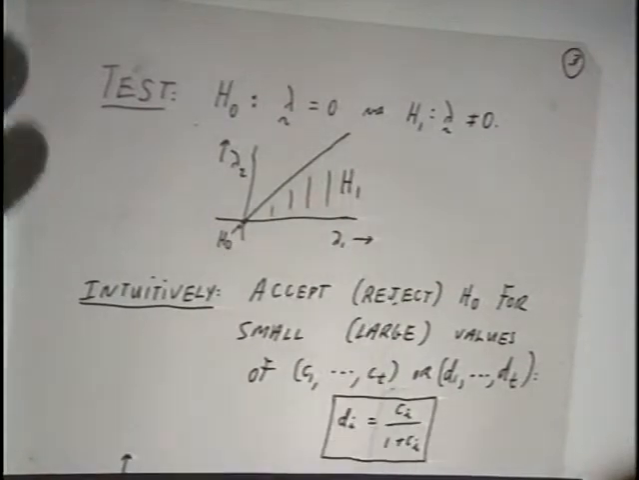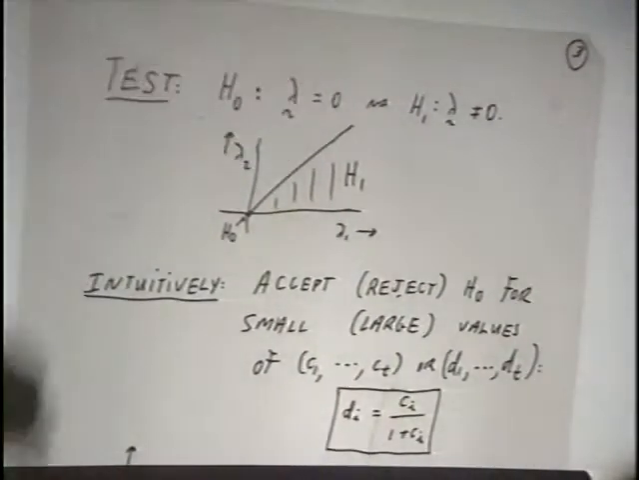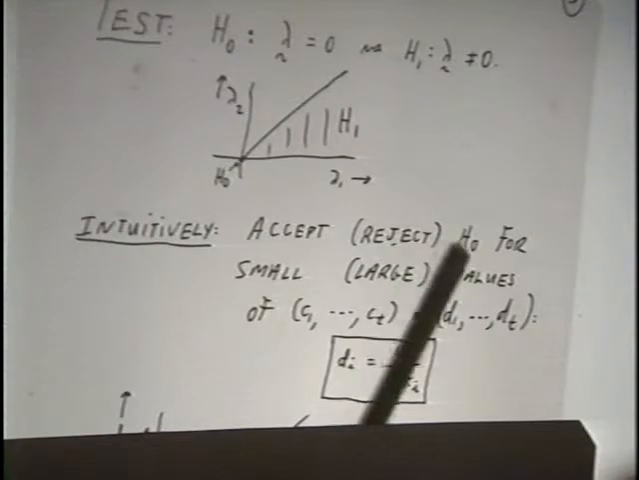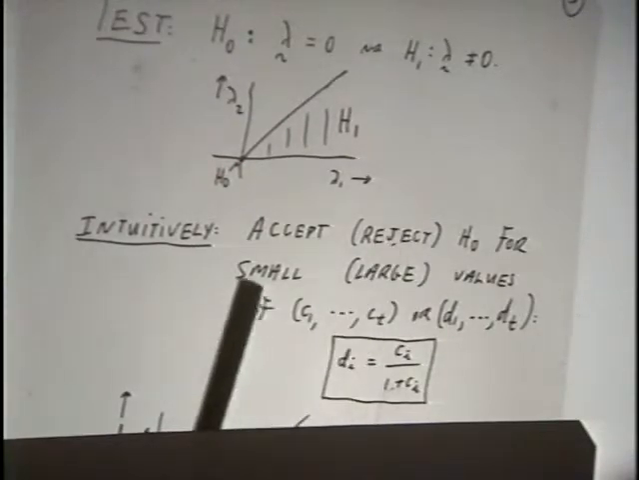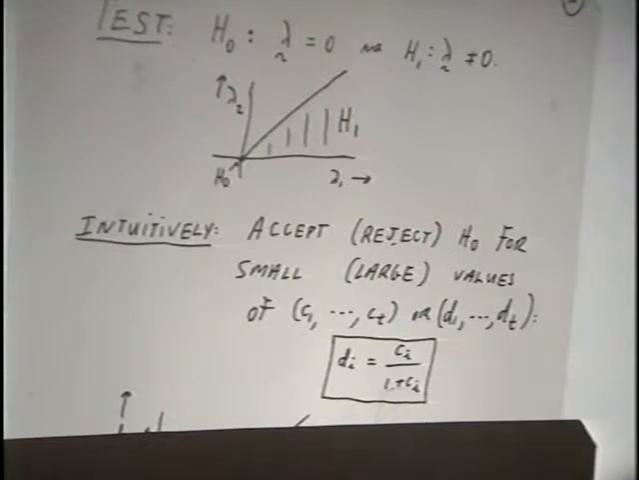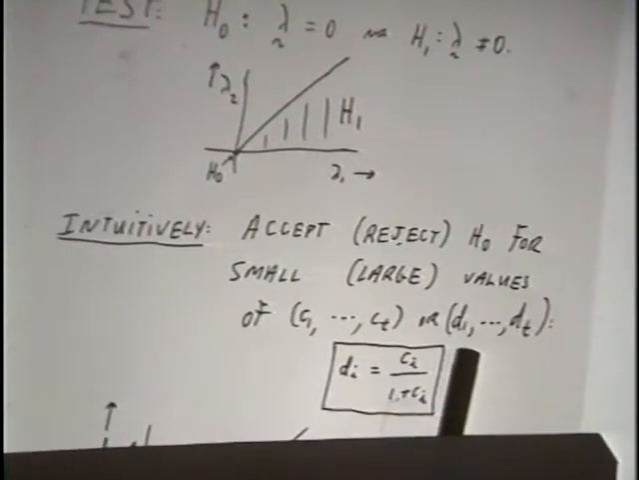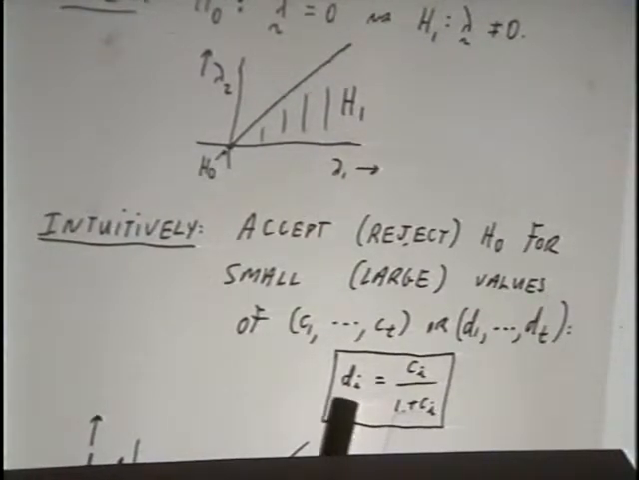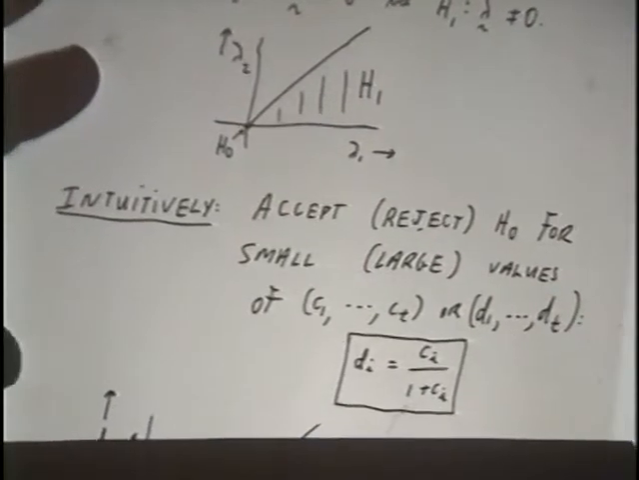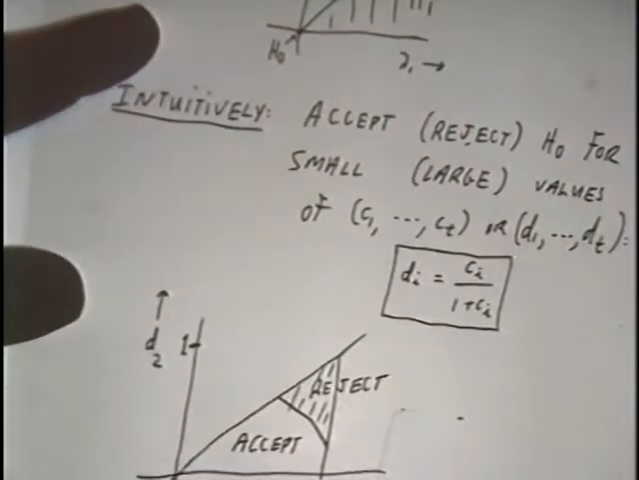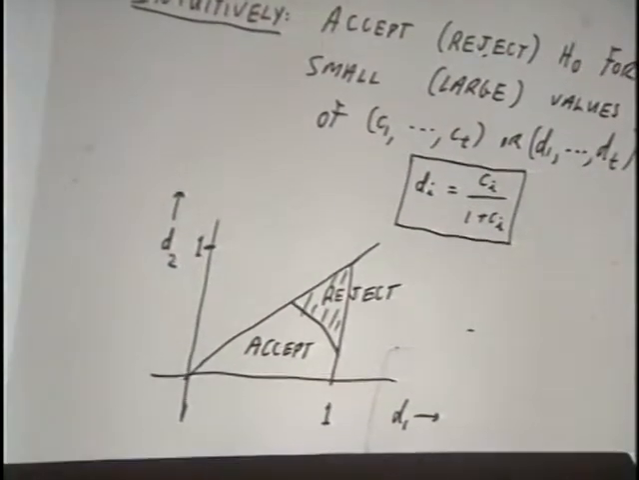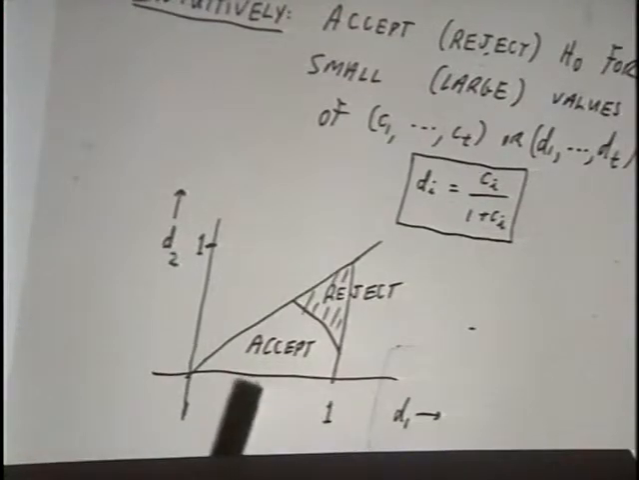The alternative is everything above, but in the shaded region. And again, intuitively, we want to accept the null hypothesis or reject it for small, accordingly large values of the statistics. I'll work with d's, d1 through dt. Again, the relation between the d's and the c's stands there. In particular, the d's are bounded between 0 and 1. So a test of hypothesis of this form would have an acceptance region and rejection region as pictured there.